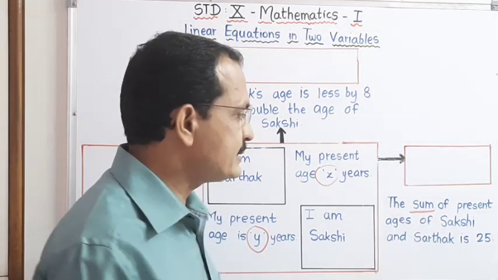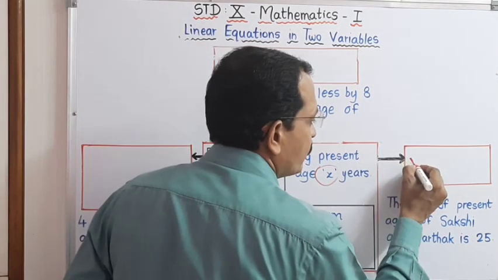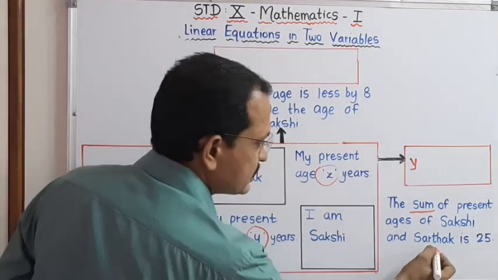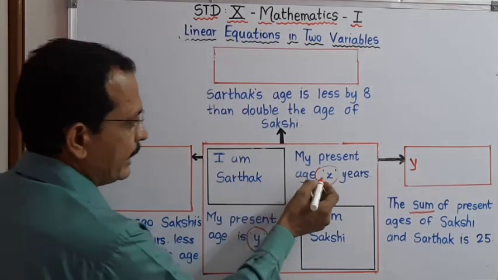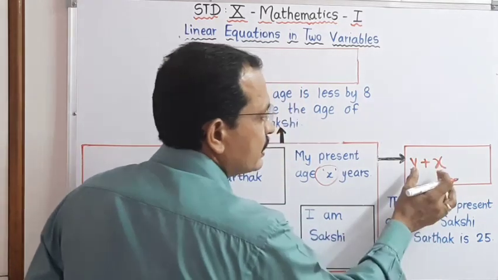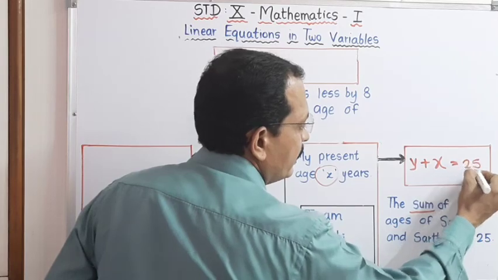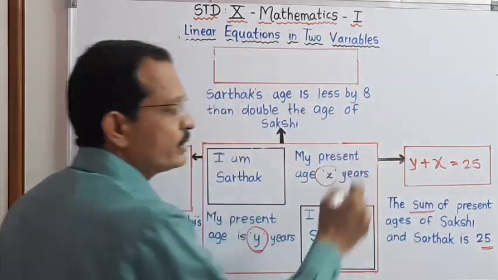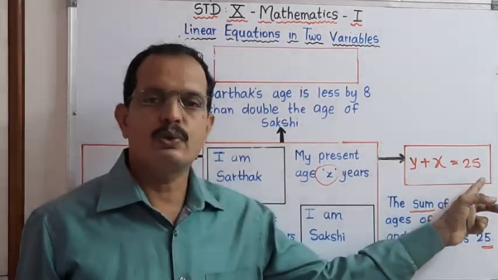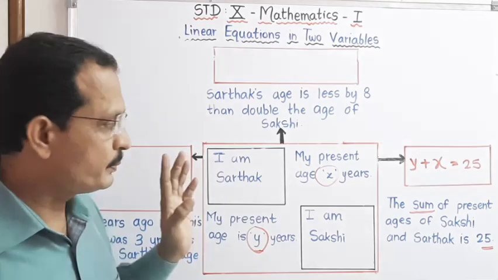Now what is the present age of Sakshi? It is Y years. Therefore we write Y here. Then what is the present age of Sarthak? It is X. Therefore, to Y we have to add X. If we make the sum of the ages of these two, it will be 25. Therefore our first equation here is Y plus X is equal to 25. I think everyone got this point.